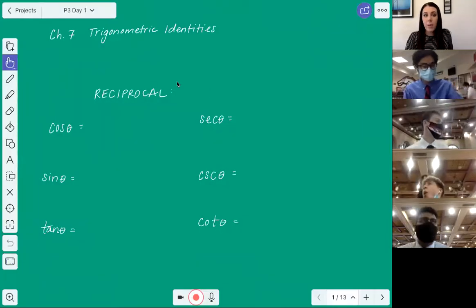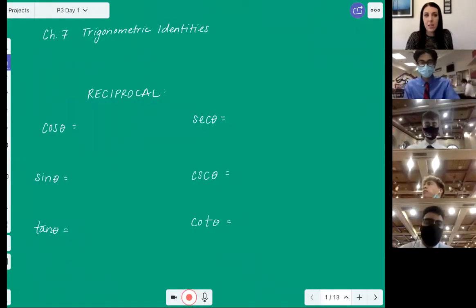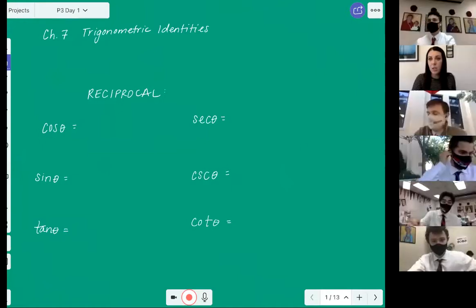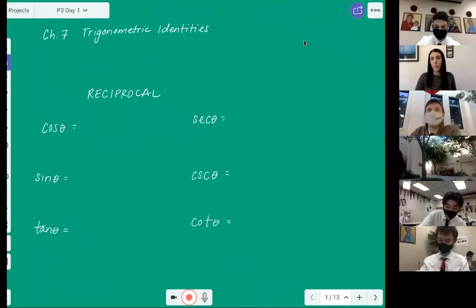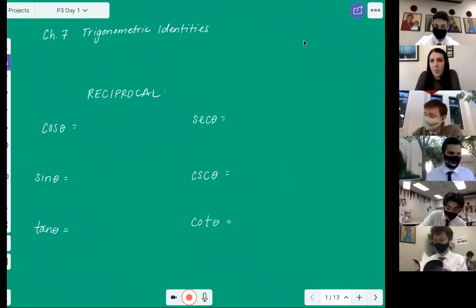Today we're going to be talking about trigonometric identities. Some of you have done some of these identities in the past in your Algebra 2 class. Some of these we've already talked about, to be quite honest. We've talked about several of these already, but we're going to go through their names and then how they work for each of these. So go ahead and copy this slide down. We're talking about chapter 7, which is trigonometric identities.